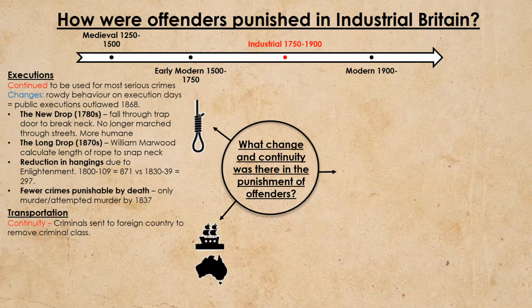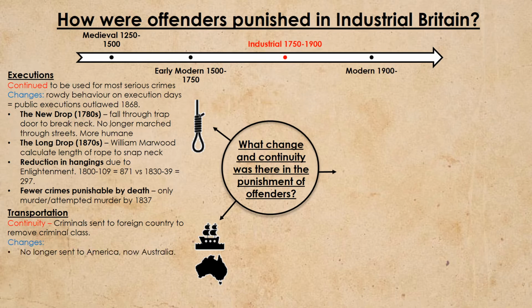The next punishment that we need to have a look at then is transportation. Now it's important that you know transportation did take place at the end of the early modern period. It's not brand new to industrial Britain. Criminals had been sent to a foreign country in the previous time period to try and remove that criminal class. However, the country that they had been sent to was America.